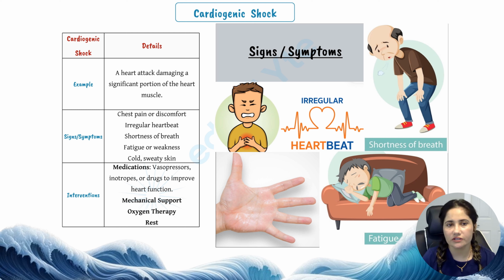Now on to cardiogenic shock, which often follows a heart attack. The heart struggles to pump. Imagine a damaged water pump in a garden. Symptoms include chest pain, irregular heartbeat, shortness of breath, fatigue or weakness, cold and sweaty skin. Treatment: medications like vasopressors, mechanical support, and ensuring the patient gets enough rest and oxygen.